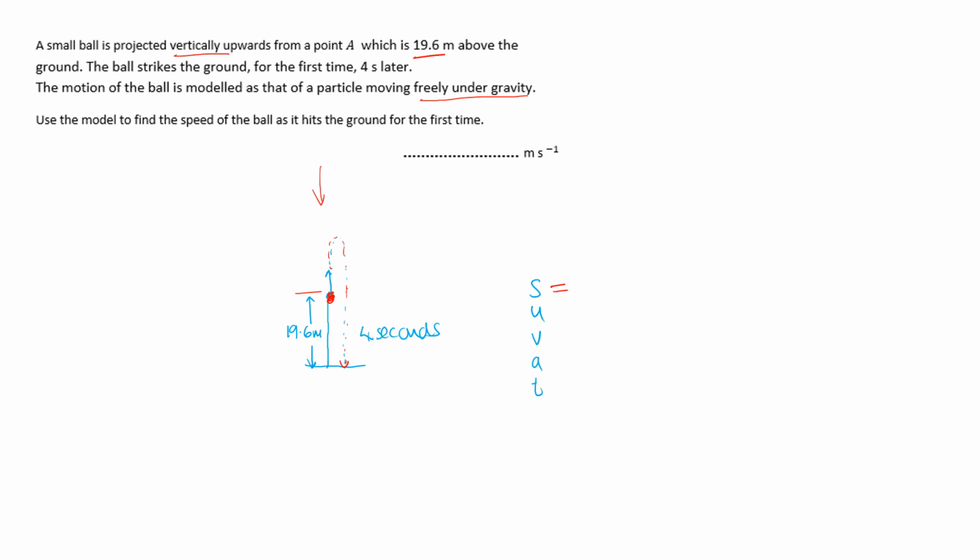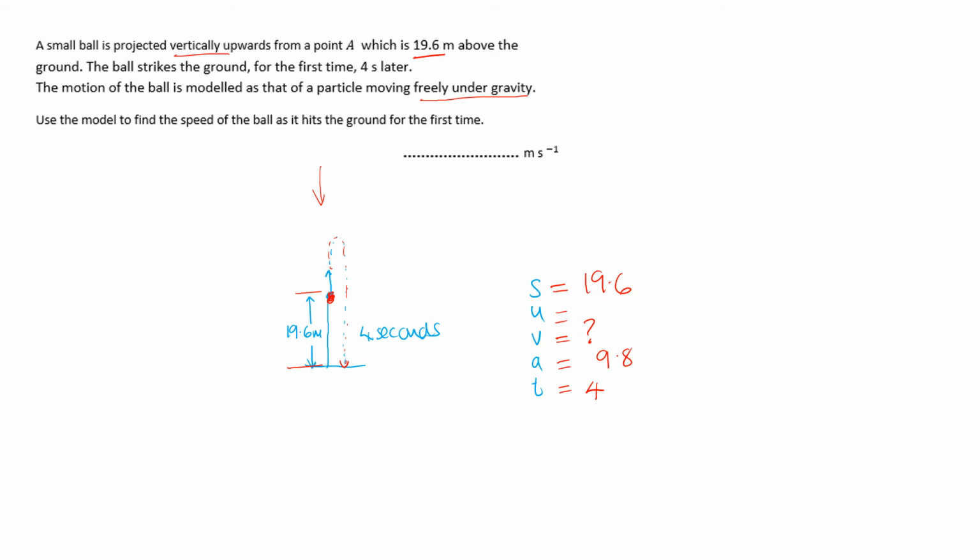S stands for displacement, so how far has it been displaced at the end of the 4 seconds? It's going to be 19.6. U, we don't know what the initial speed was, so we can leave that blank. We're looking for the final speed when it hits the ground. Our A, it's acting freely under gravity, so that's going to be 9.8, and our T is 4 seconds.